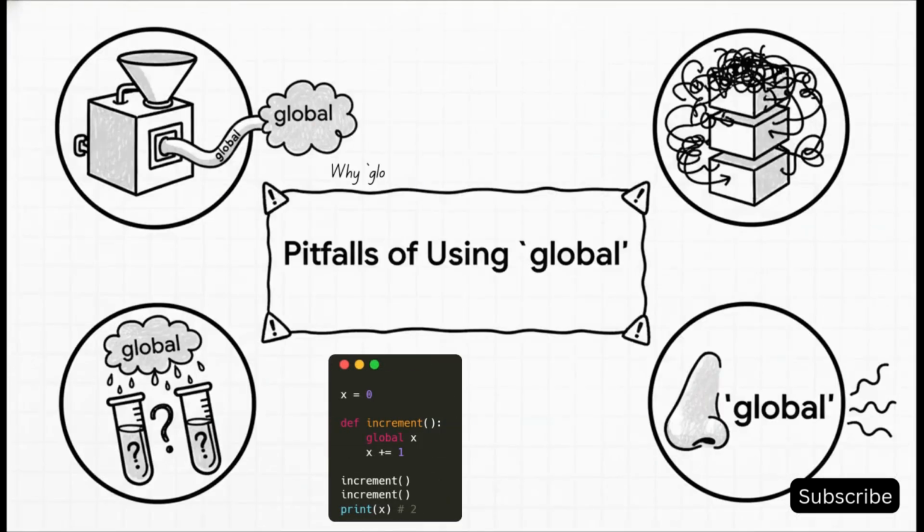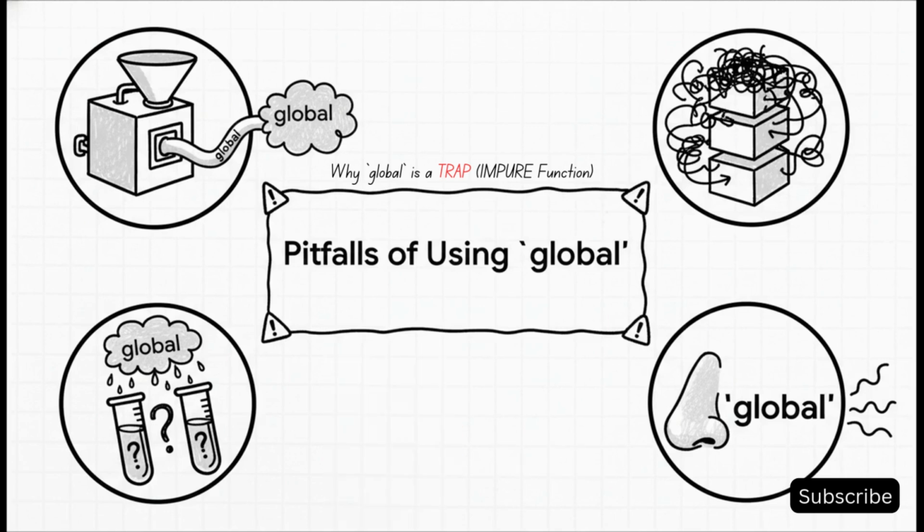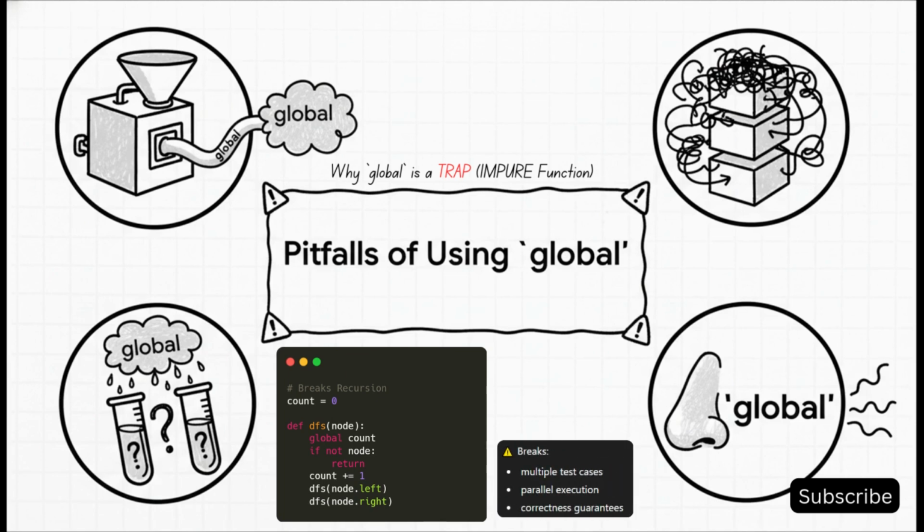You see, using global is a trap. It makes your functions impure, which is a fancy way of saying their output now depends on something hidden outside of them. This makes them unpredictable, a total nightmare to test, and it completely shatters the model of clean, reliable recursion. Honestly, it's a huge code smell that interviewers spot a mile away.